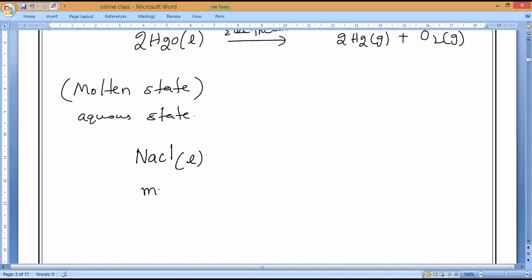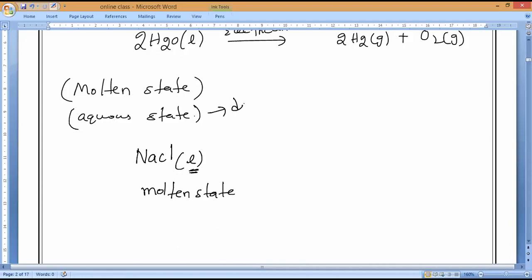NaCl. Here I am not mentioning the aqueous state. I am mentioning the liquid state only. Everyone, you have to remember that this is called the molten state. Understand the difference between aqueous state and molten state?